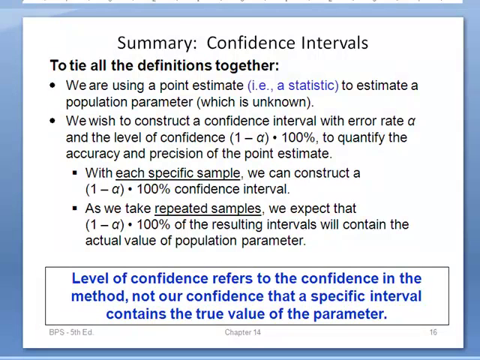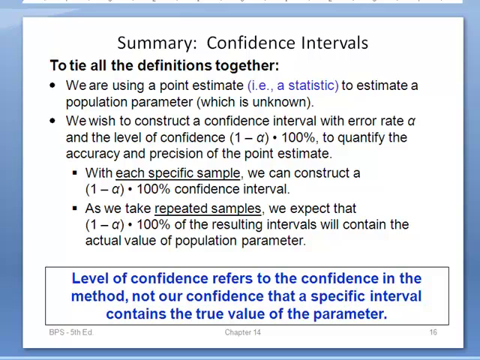In building these confidence intervals, we know that if we did it over and over and over again, let's say that we're doing a 95% confidence interval, that if we took random samples 100 times, about 95 of those confidence intervals will contain the true mean. So it gives us a confidence about our method.